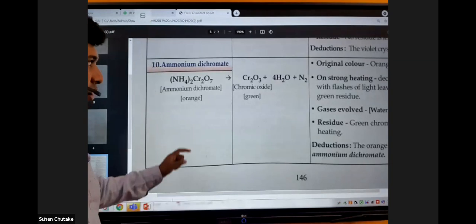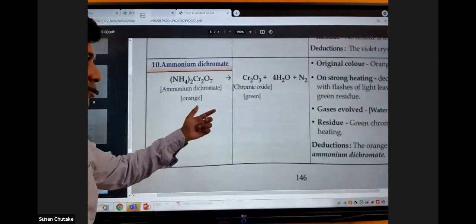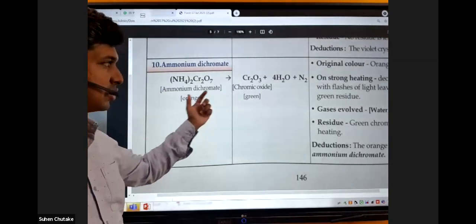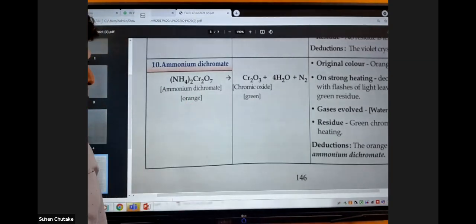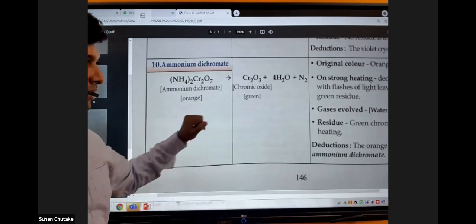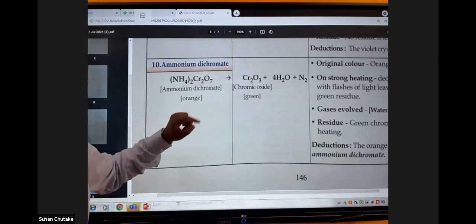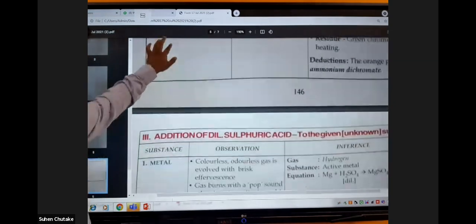Then we are having ammonium dichromate, which is orange in color, and if you heat it, it will decompose to chromic oxide, which is green in color. So orange to green is the conversion here. The residue is green in color, and nitrogen gas is also evolved.